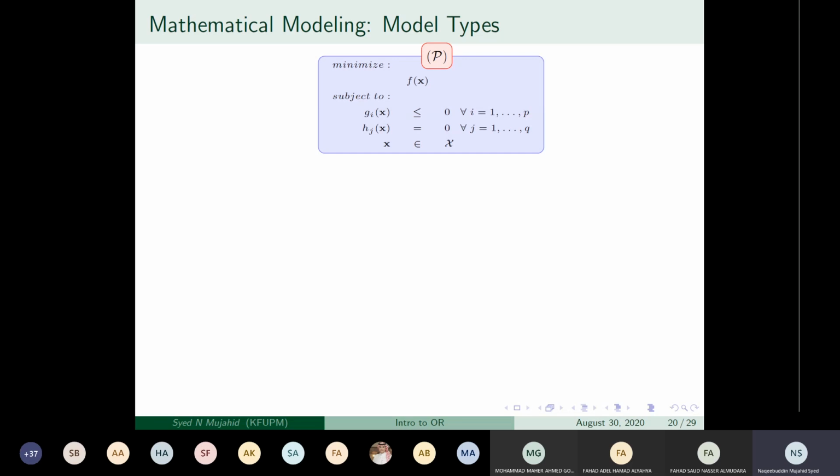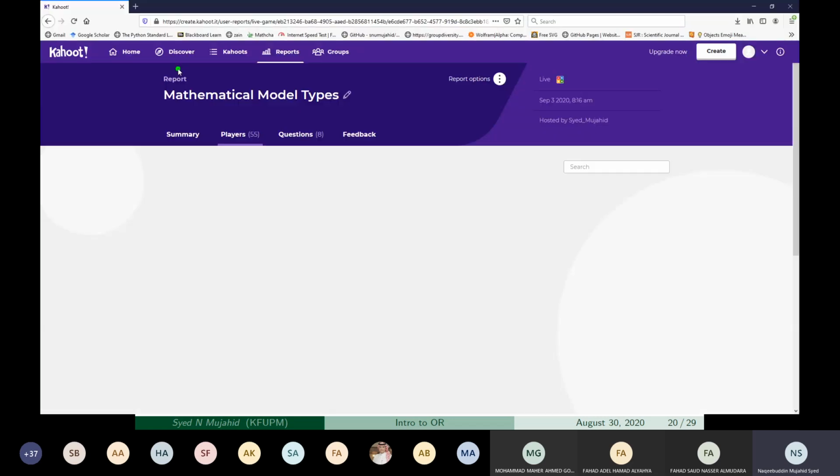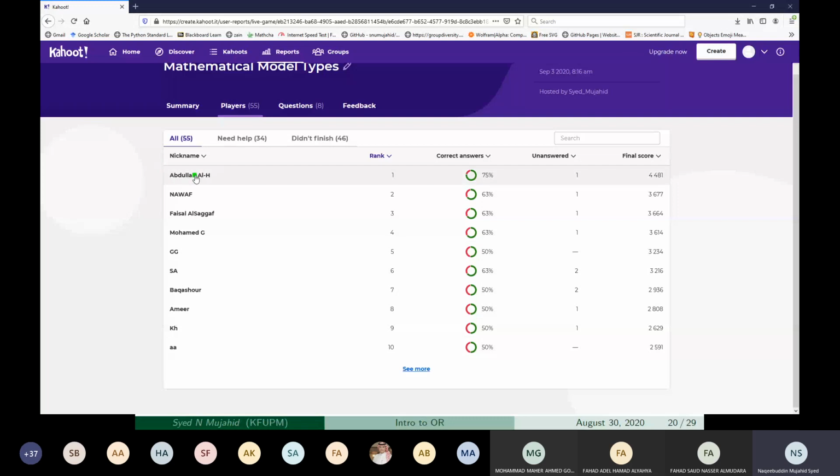But let me tell you who scored the highest in the class. Of course, the highest means the right answer and also fast. Okay, 2 things. Time is also important. So the first highest scorer, let me just show it to you guys. For high scorers, I think you will not mind sharing your name. Of course, these are your nicknames, so I don't know exactly who this person is, but you know who you are. Okay, so Abdullah, he got 75% correct answers. That's good. Then Nawaf, then Faisal, then Muhammad.